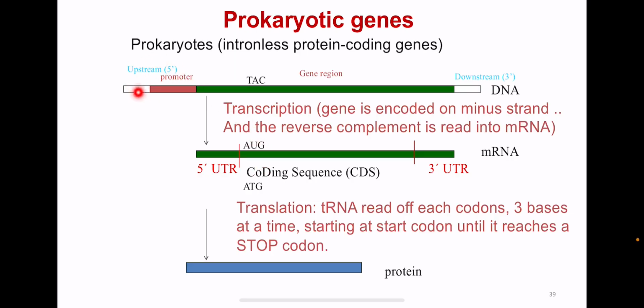So anything ahead of the gene is upstream. If we say upstream of a gene, that means it comes before the gene, and downstream is after the gene.